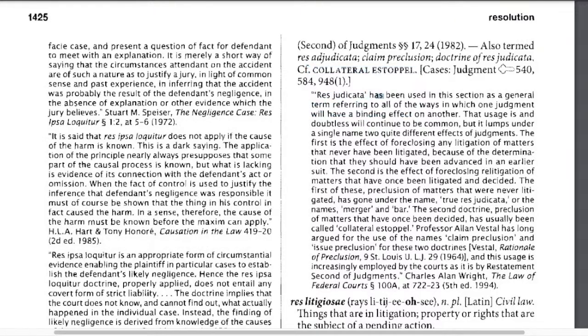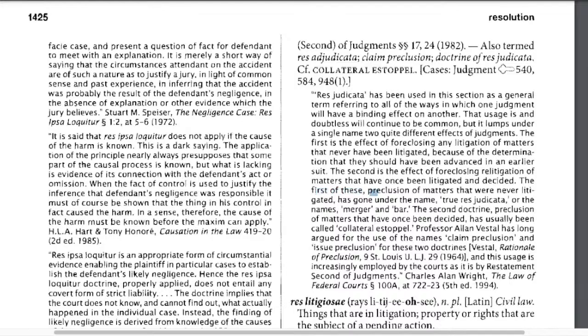Res judicata has been used in this section as a general term referring to all of the ways in which one judgment will have a binding effect on another. That usage is, and doubtless will, continue to be common, but it lumps under a single name two quite different effects of judgment. The first is the effect of foreclosing any litigation of matters that have never been litigated because of the determination that they should have been advanced in an earlier suit. The second is the effect of foreclosing relitigation of matters that have once been litigated and decided.